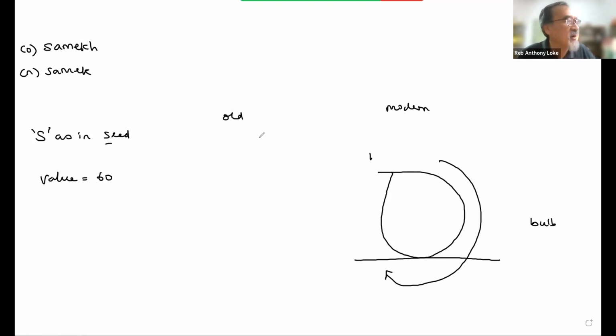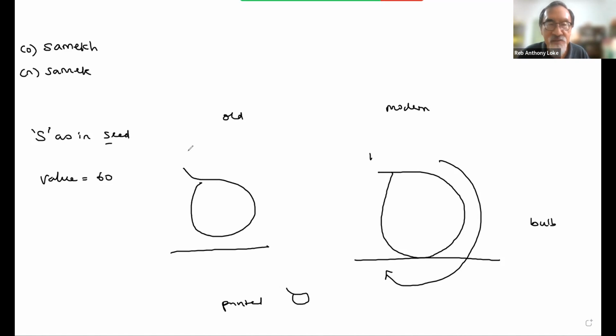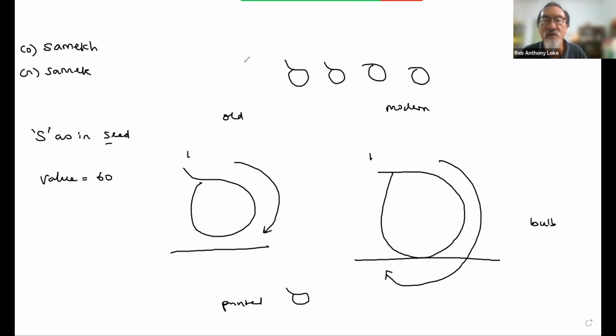I learned it more like the printed script, because in the printed script you can see it like this. So I learned writing the S more like this. Okay, but it's the same. You use one stroke, make it round like a bulb. So it's quite easy to write a Samekh. This is a Samekh. Of course, you can also write it this way. This is a modern style, very fast. Okay, one round like a bulb, or you can do it this way. So this is the S.